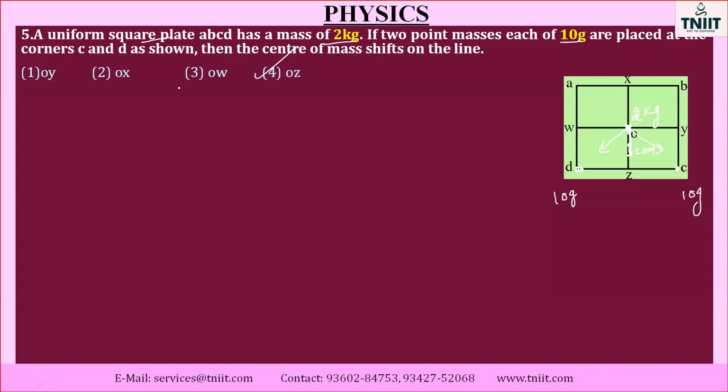It's quite simple. Since the two forces act like this, the center of mass should lie along this line, somewhere here. So it is mentioned as this is O, this is Z. So this line is OZ. So the center of mass will lie on the line OZ.